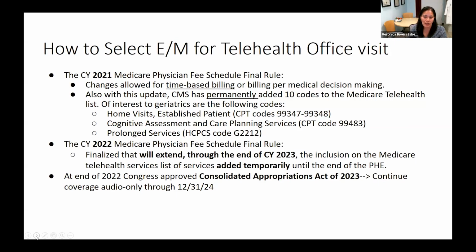But also with this update, CMS permanently added 10 codes to the Medicare telehealth list. Those of interest to our geriatrics patients: home visits, the cognitive assessment and care planning services, and then prolonged service codes are applicable to telehealth. Also in 2022, from the Medicare physician rule, they finalized that they will extend through the end of the calendar year 2023 those Medicare telehealth services lists that were added temporarily until the end of the public health emergency.